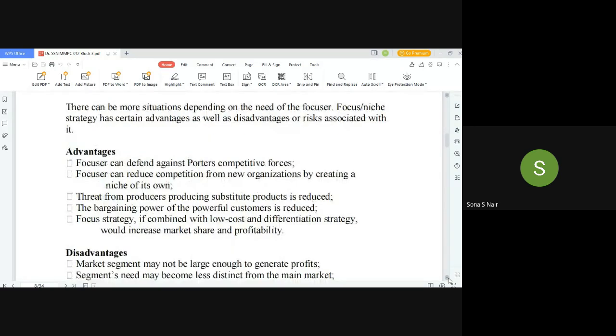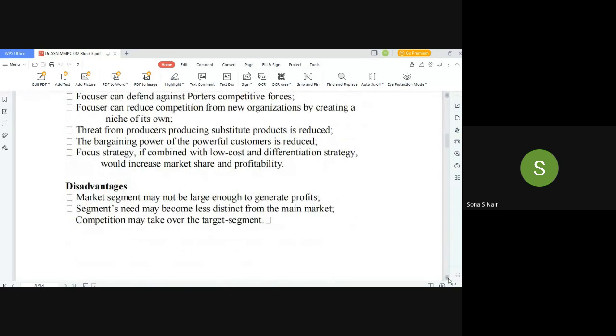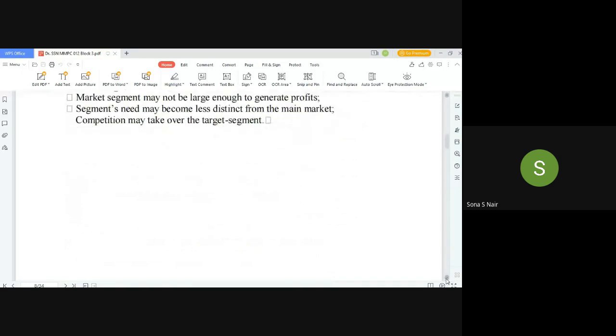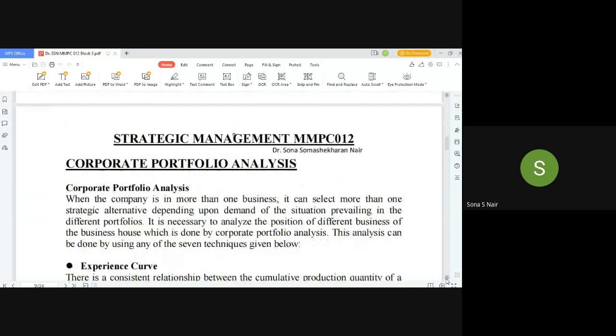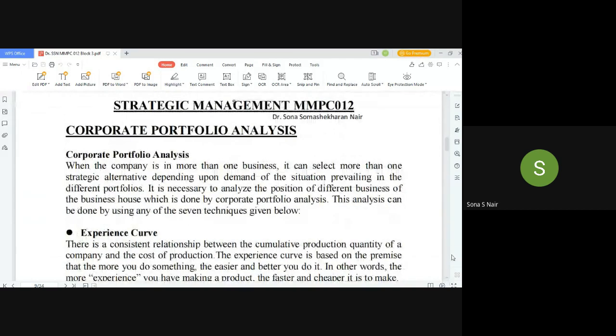Okay, advantages and disadvantages. I suppose we'll skip this. You can go ahead when we get the material, because we won't be able to finish the targeted portion today in that case.